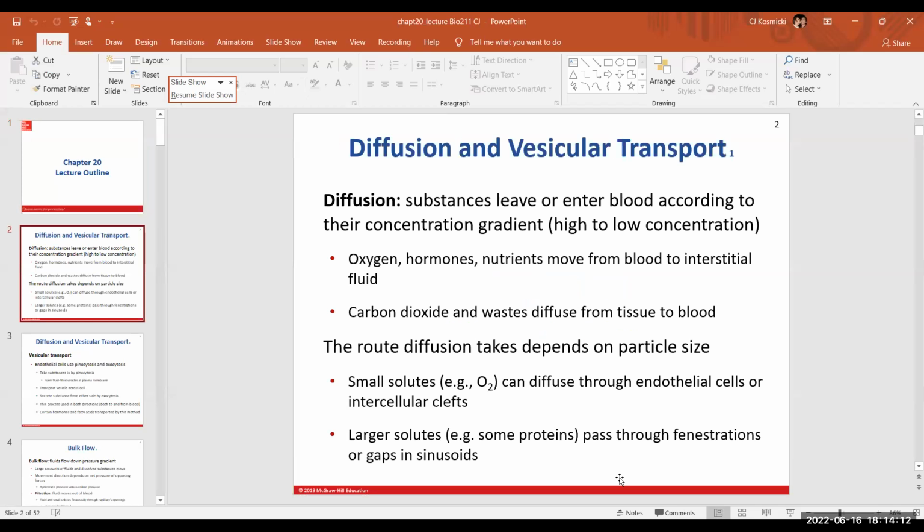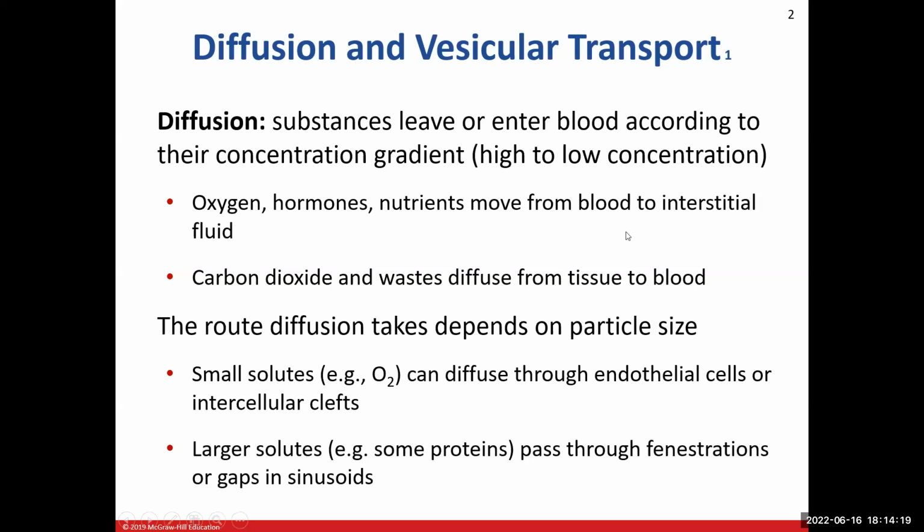Some stuff from the previous course, if you took 210 here, and we'll talk about diffusion. Now, if you recall, diffusion is where you have a substance in greater concentration in one area compared to another area. And so this creates what we call a concentration gradient. And so that substance is going to want to go from an area of high concentration to an area of low concentration.